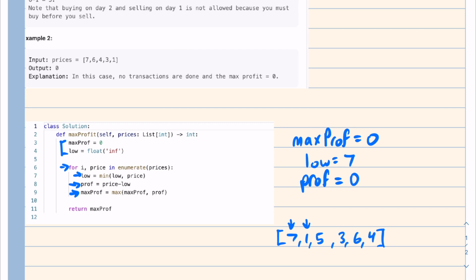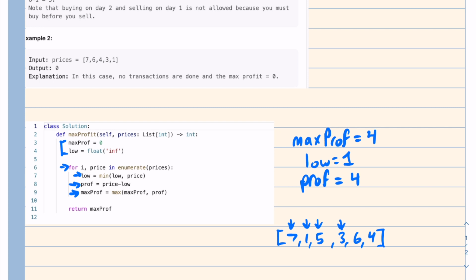Our next value is 1, which is actually lower than 7, so our low now becomes 1. Now our current profit is 1 minus 1, which is still 0, so profit and max profit are not changed at all. Okay, now we're on 5. 5 is not lower than 1, so low is not changed at all. But we can see that our profit would be then 5 minus 1, which would make it 4. And then we take the max between 0 and 4, which is 4. So our new max profit is 4 right here.